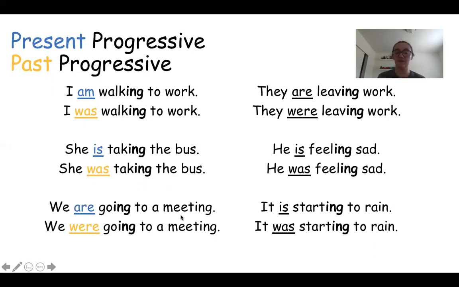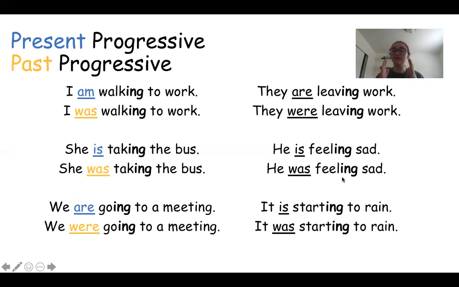We are going to a meeting changes to we were going to a meeting. They are leaving work changes to they were leaving work, right? Were is past tense, are is present. He is feeling sad. He was feeling sad.